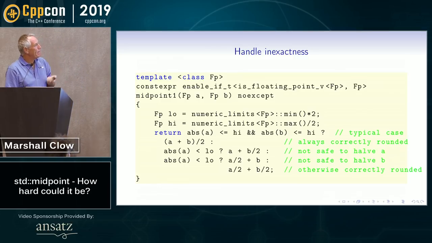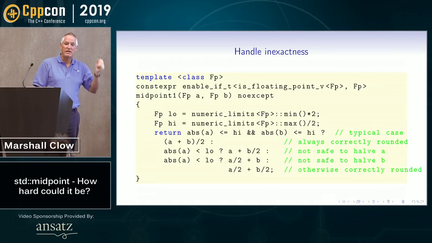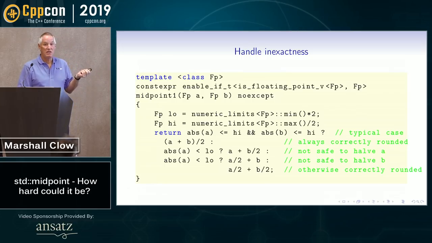Anyway, min and max mean different things for floating point numbers than they do for integers. Max is the largest finite value that can be represented. Min is not the smallest finite value that can be represented, but is the smallest positive number that can be represented normally. So anything smaller than that and still positive is a denormalized number.